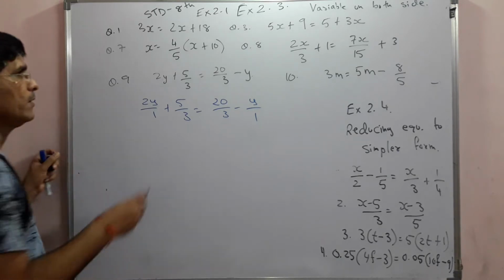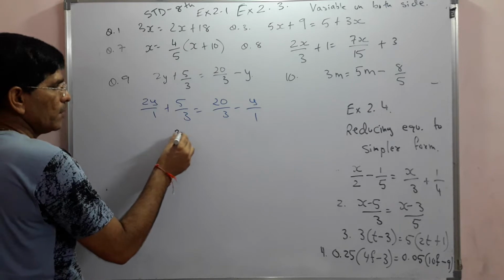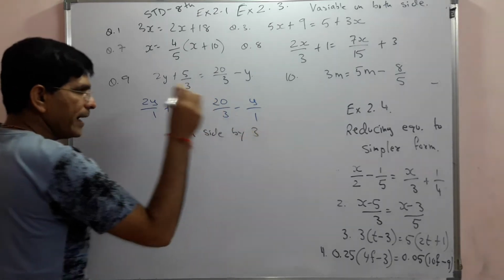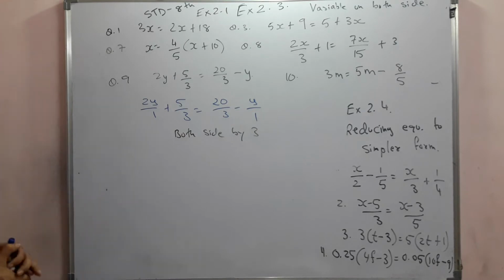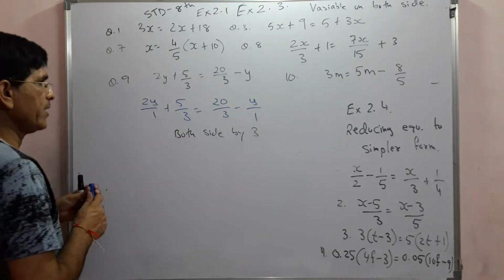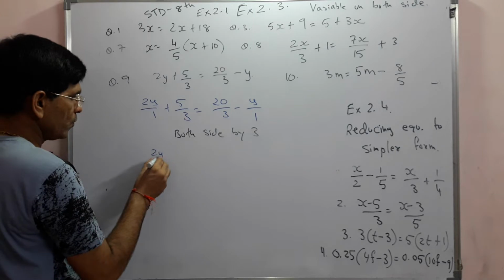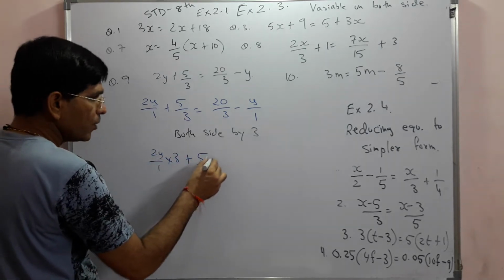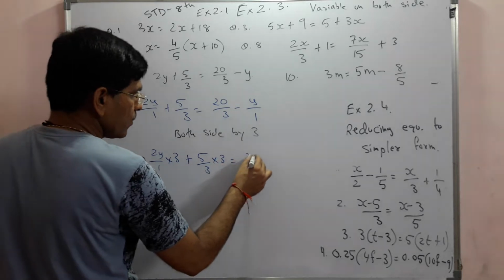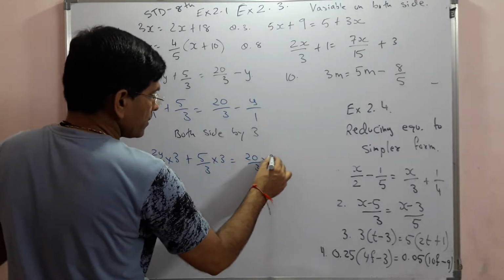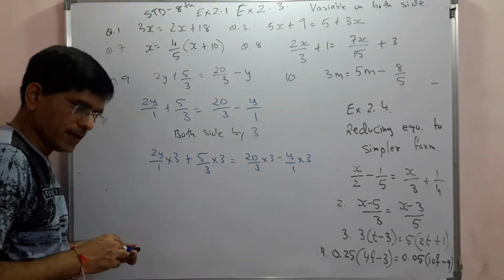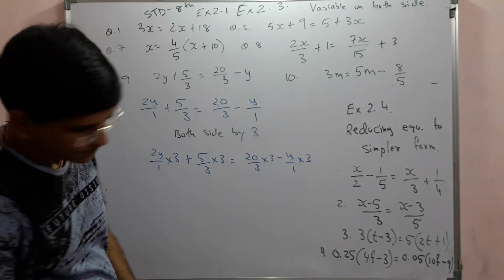So what do I have to do? Multiply both sides by 3. So 2y by 1 multiplied by 3 plus 5 by 3 multiplied by 3 is equal to 20 by 3 multiplied by 3 minus 1 multiplied by 3. Now we will see properly.